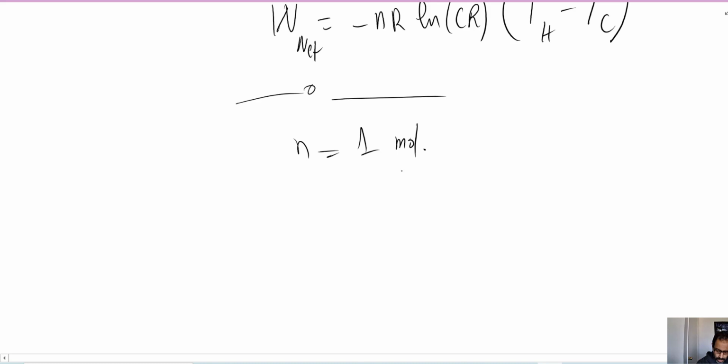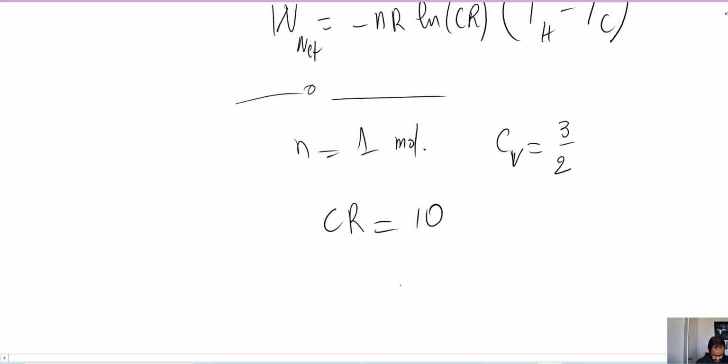Mole. What else did they give us? Helium. Helium is a monoatomic gas, so we know CV for helium is 3/2 R. Okay, it's very important. We need that if we are going to ever find efficiencies and stuff like that. And they told us that it's working and has a CR equal to 10.